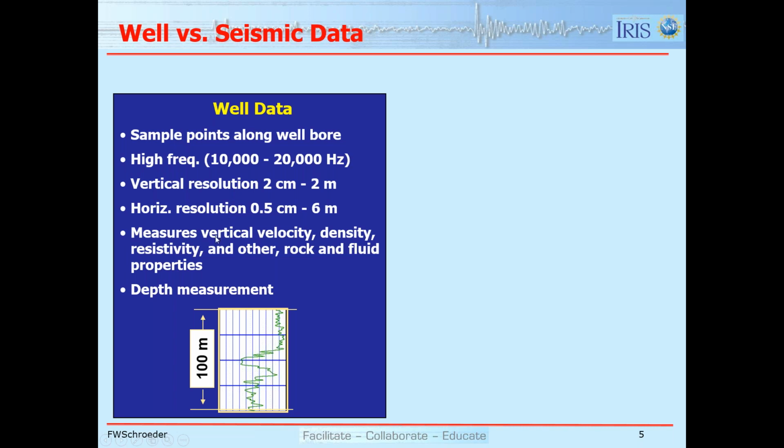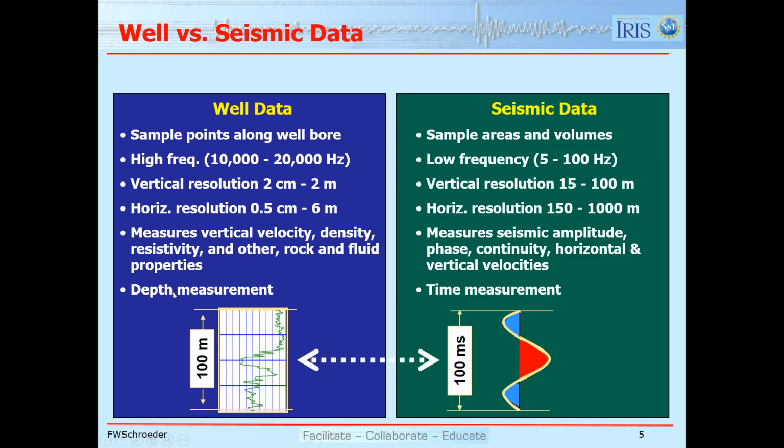Things that we measure with well data, we can get the vertical velocity if we have a sonic log. We can get density. There's a couple of different logs we can use to get the density of the rocks. We can get resistivity, and we can get other rock and fluid properties. And all of these measurements are depth along the well path, either in feet or meters. And I'll talk a little bit more about the depth measurements in a minute.